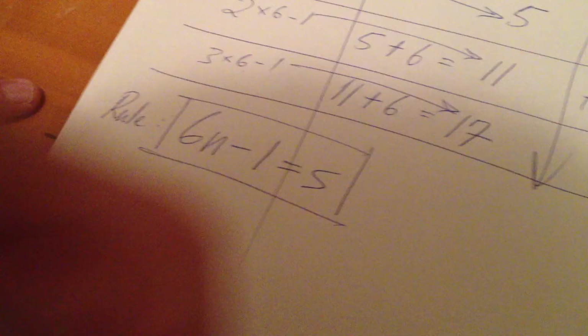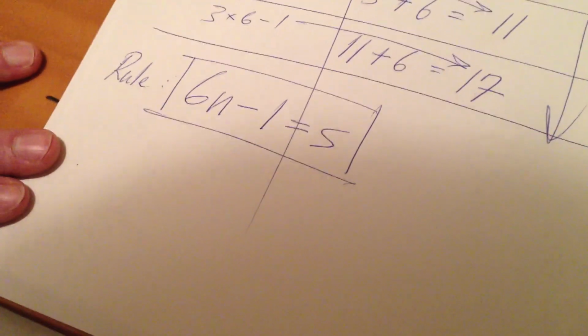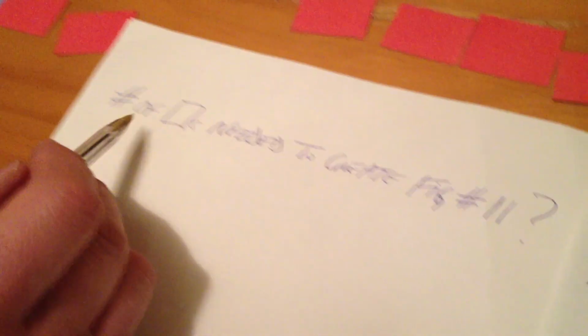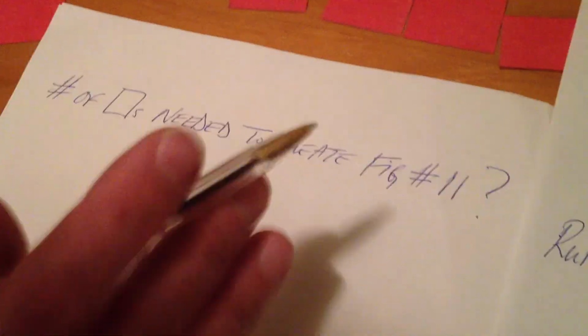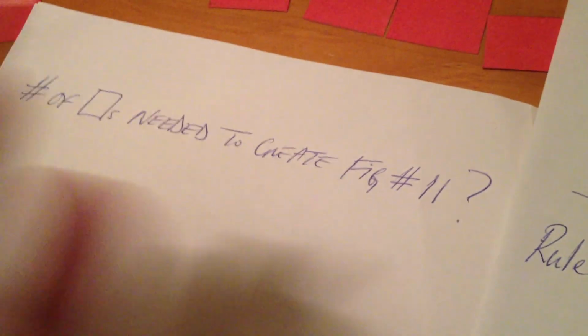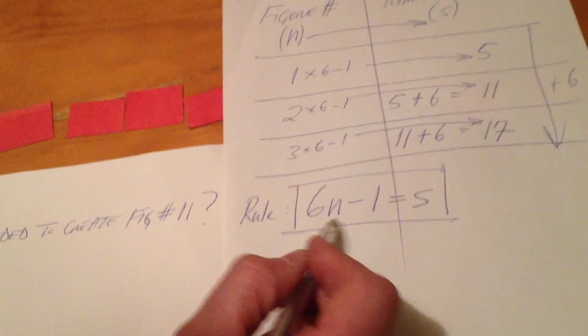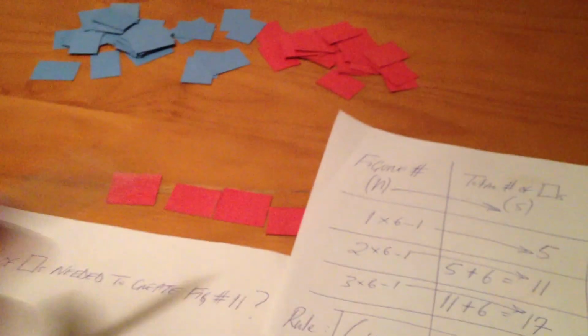Now, we're going to pose a question to this pattern. We're going to say, well, if this is the rule, then instead of extending this table of values, and instead of using more colored tiles or squares, how many squares or tiles would be needed to create figure number 11 without extending the table or continuing to build? So we're going to use this rule here, 6n minus 1, to answer this question.